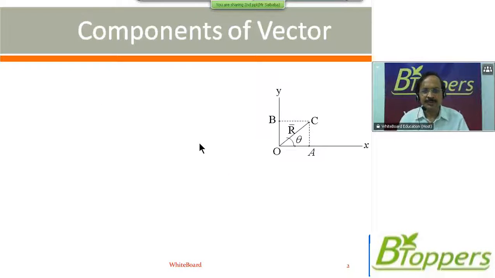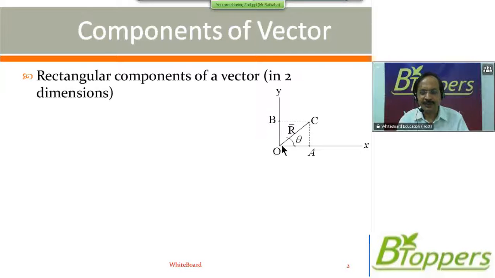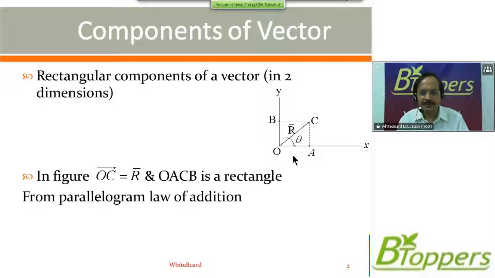So in the figure, the direct line segment OC bar represents the vector R bar and OACB is a rectangle. This is the diagram I have discussed for rectangular components of vector in 2 dimensions, I mean vector R bar lies in the xy plane. The rectangle OACB is also a parallelogram. From parallelogram law of addition of vectors, we can write OC bar equal to OA bar plus OB bar.